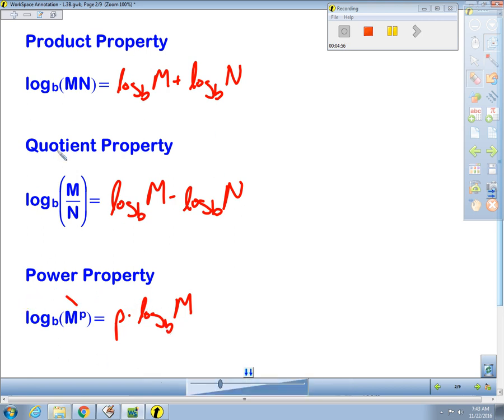These are our three properties that we can use to either expand or condense a logarithmic expression, and they all come from properties of exponents. We can prove all of these. I'm not interested in doing that right now. We will do that at another time to show exactly why they work.